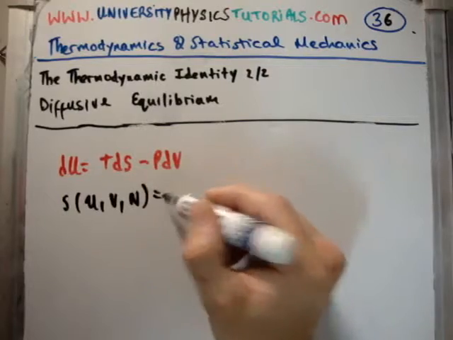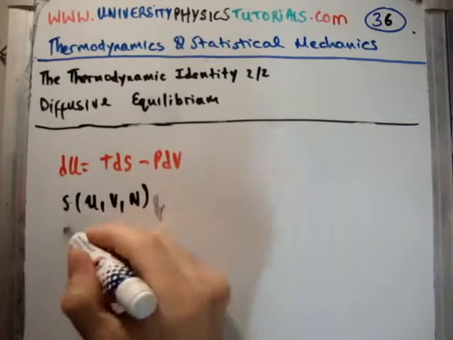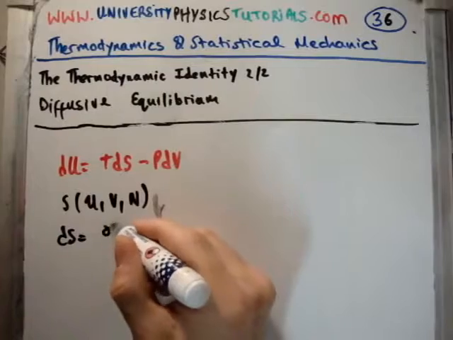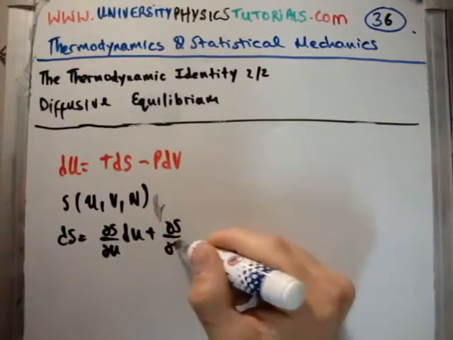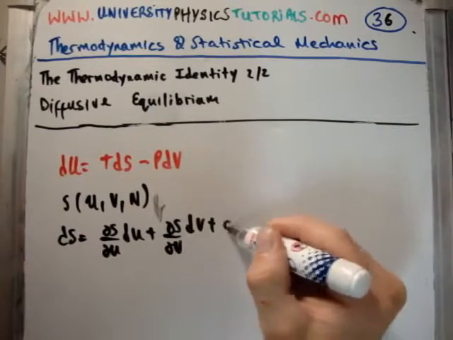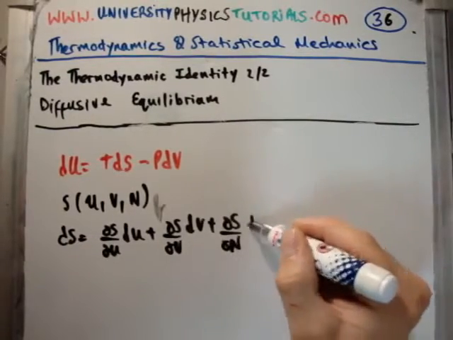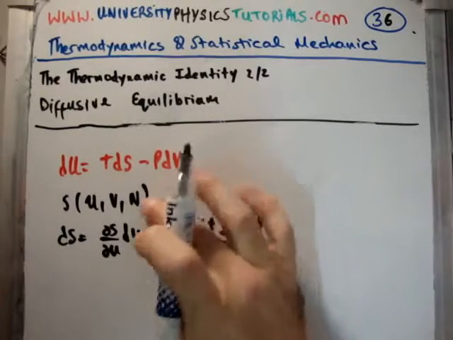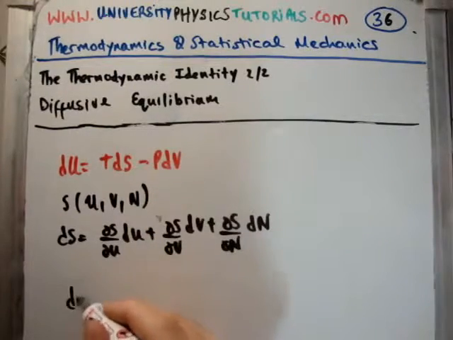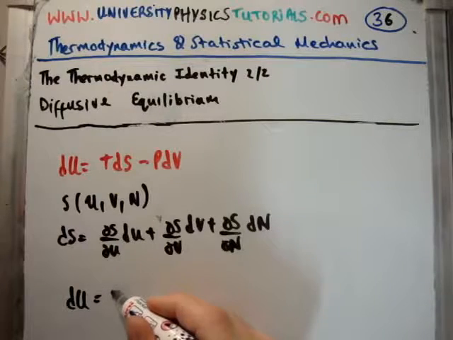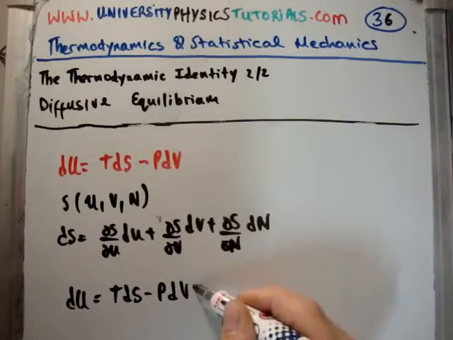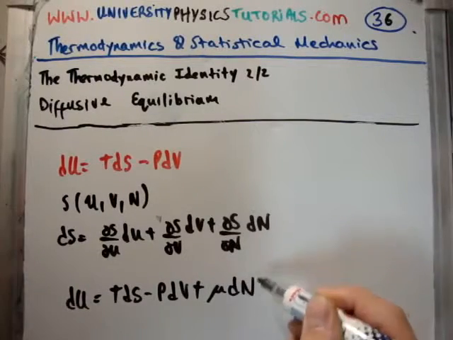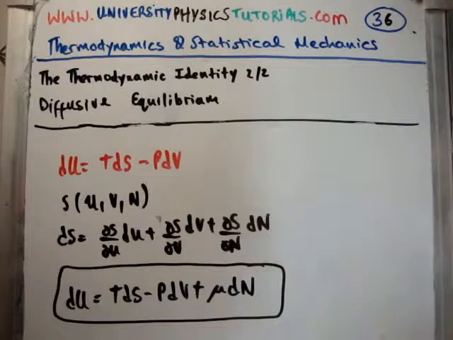That means therefore dS is equal to del S del U dU plus del S del V dV plus del S del N dN. Plug in all of the bits and bobs that we have and rearrange to get dU is equal to exactly what you'd expect it to be, T dS minus P dV plus mu dN. And this is the main thermodynamic identity. We'll be using this the whole time.